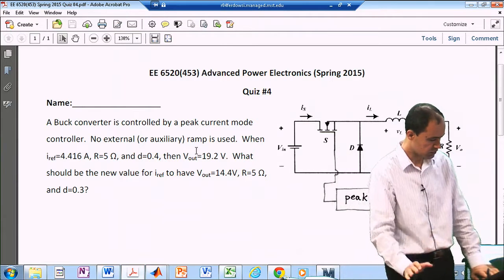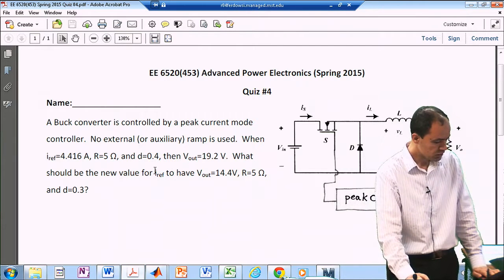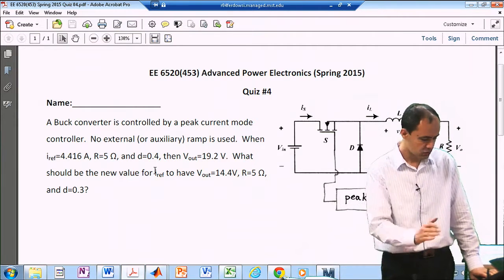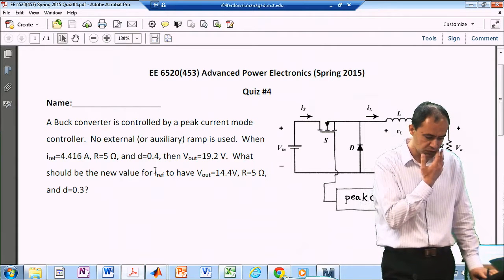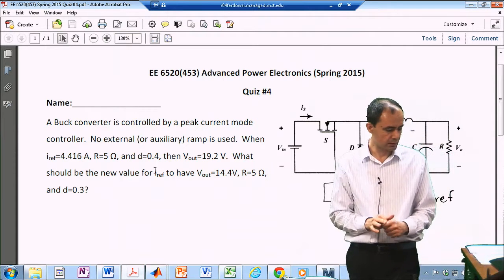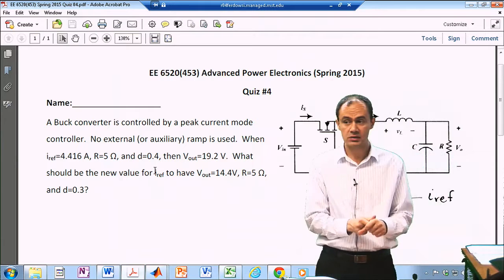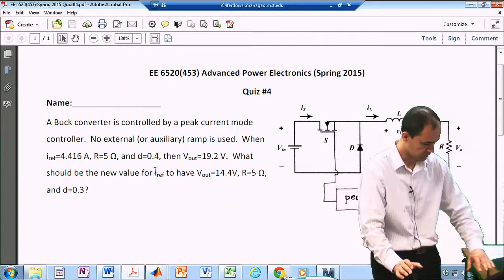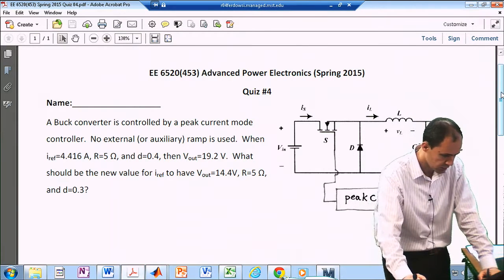Now, the question is, what should we adjust our IREF at so that the output voltage would be 14.4 volts and the load hasn't changed, but the duty cycle has changed from 40% to 30%?